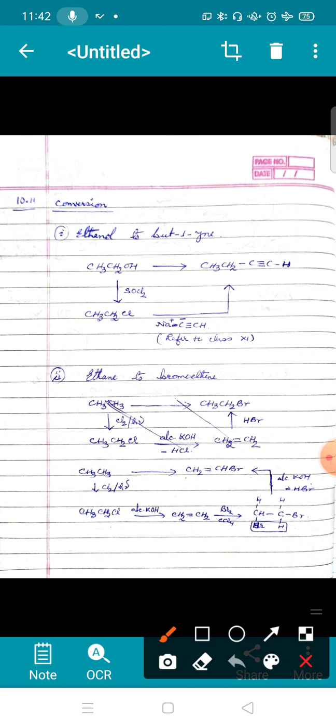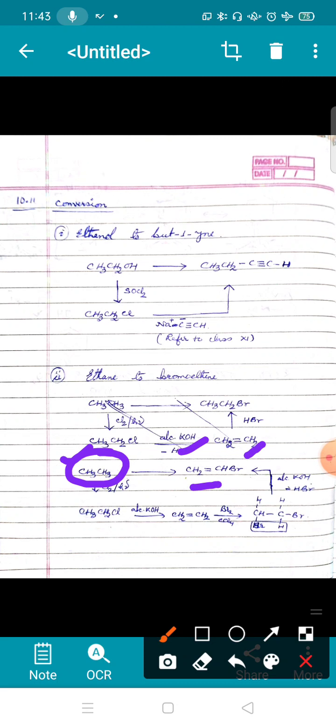Now let us notice what the changes are. First of all, the number of carbons in both cases remains the same, so it is neither a step up nor a step down reaction. Now what is the change? The alkane has been converted to an alkene together with a halogen. So we have to think about how we can create an alkene from an alkane.